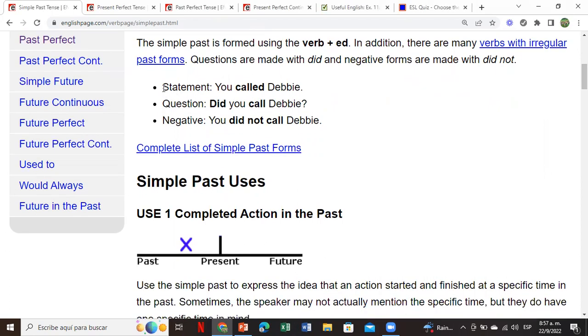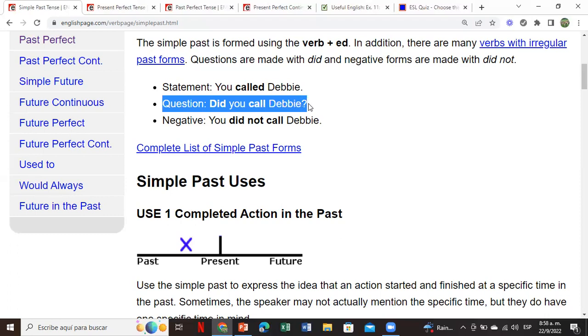Okay, look at the statement. What is a statement? A statement is just simple sentences. In this case, I have the verb called. So, you called Debbie. This is not a question. This is not negative. This is just a simple sentence in simple past using a regular verb. As you know, this is one of the easiest.